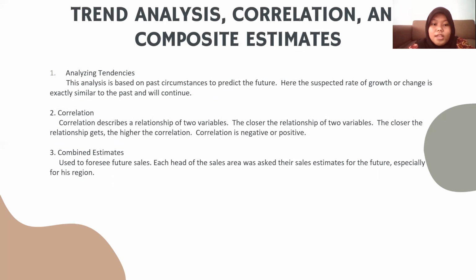Number two is correlation. Correlation describes a relationship of two variables. The closer the relationship gets, the higher the correlation. Correlation is negative or positive. Number three is composite estimates, used to forecast future results. Each head of a sales area was asked about their expected sales for the future, especially for his region.